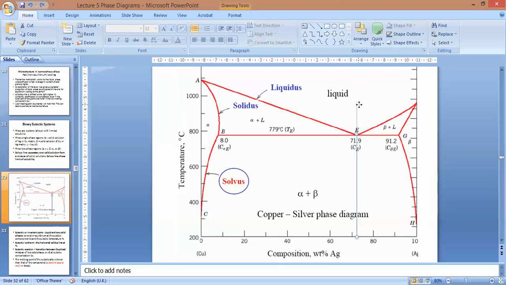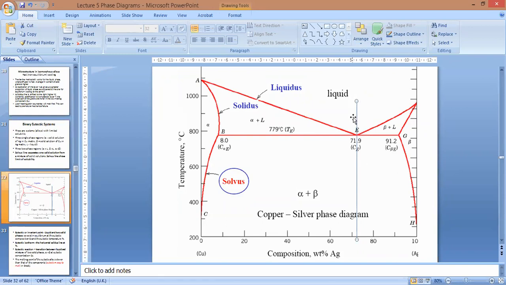I hope we understand that. So it simply means that if our point is cooling from this point here at roughly 1000 degrees Celsius, at this particular composition only, once we hit the solidus line, also known as the eutectic line, we will directly move into the solid phase.